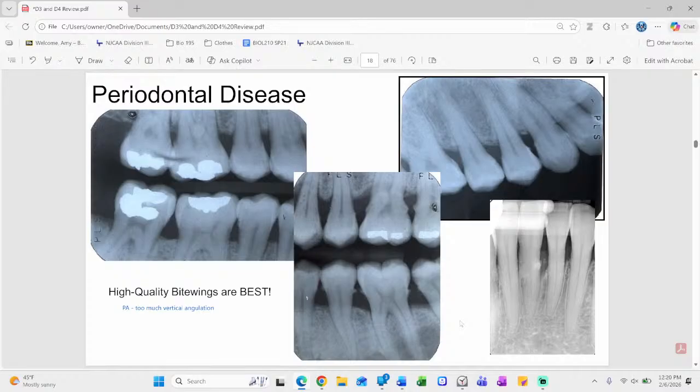Periapicals, of course, we're going to do those in a periodontal series, but you got to remember what vertical angulation does to your diagnostic ability of teeth. Okay, so as you add more and more vertical in a positive or a negative manner, it gets a little bit tougher to look at bone levels.